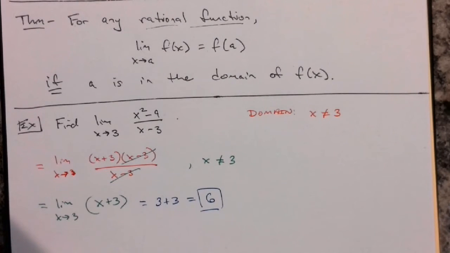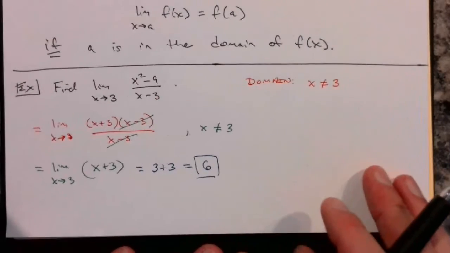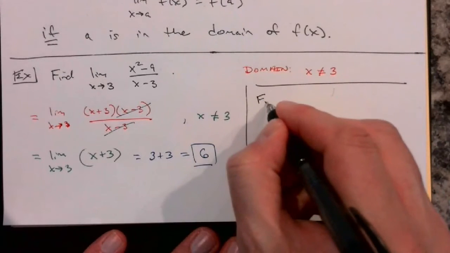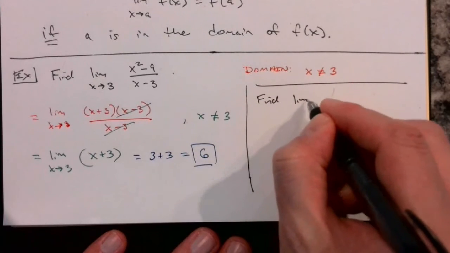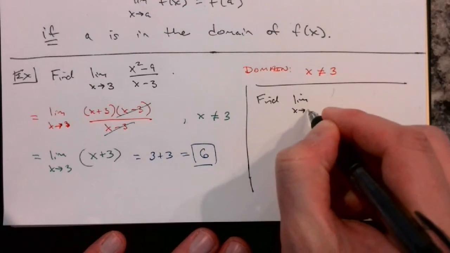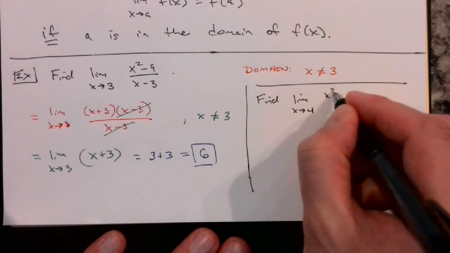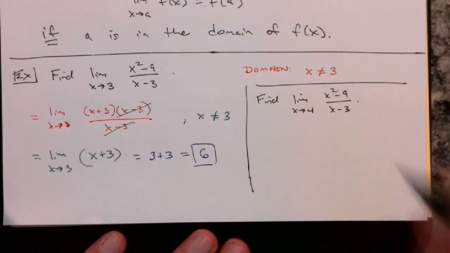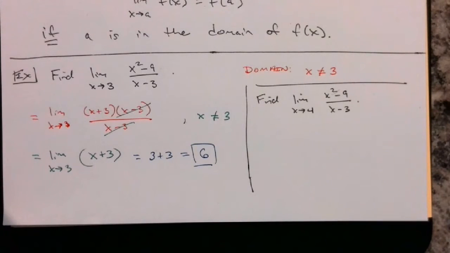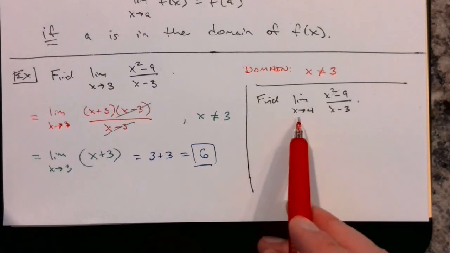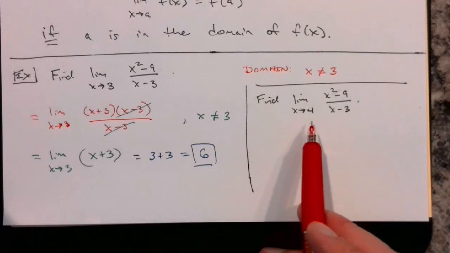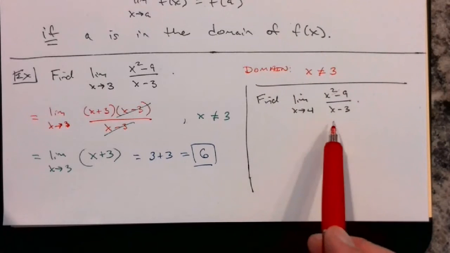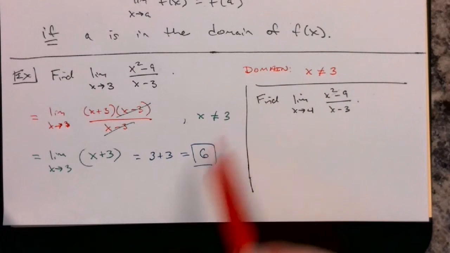What if I asked you this? Maybe I'll do it right next to it. Same function, but if I said find the limit as x approaches 4 of x squared minus 9 over x minus 3. So the limit as x approaches 4 of x squared minus 9 over x minus 3. The thing you should notice here is that the domain is just x doesn't equal 3. 3 is the problem point. All the other x values are in the domain.